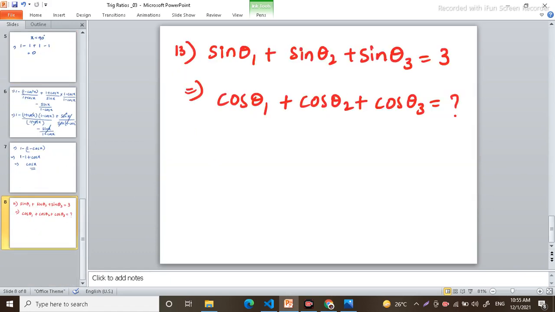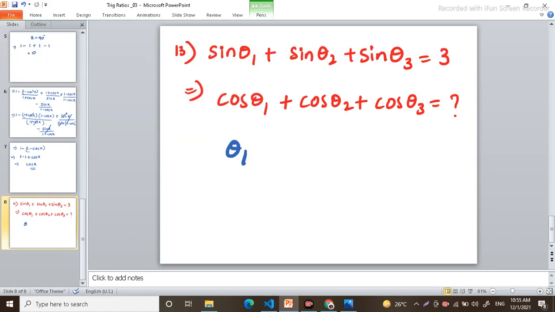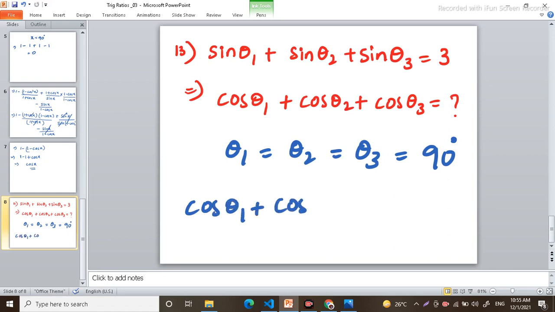So here I'll take theta 1 is equal to theta 2 is equal to theta 3 is equal to 90 degrees. This is the substitution method. In the options the values are 0, 1 like that. So when I substitute here, cos 90 is 0, so cos theta 1 plus cos theta 2 plus cos theta 3 is equal to 0. 0 is the answer. So simple it is.